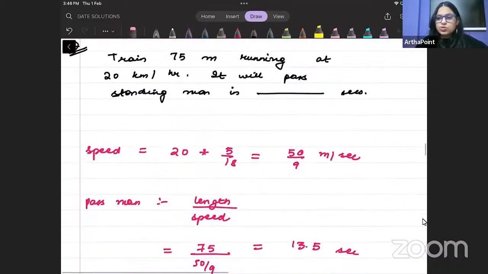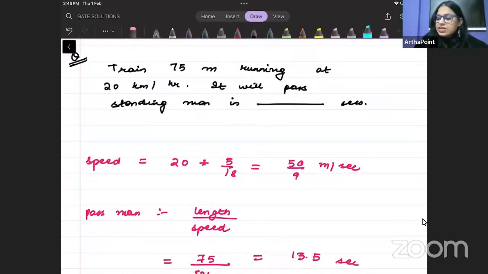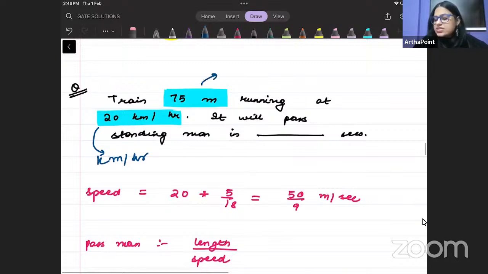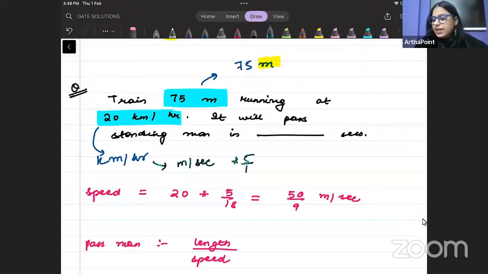Come to the next question. This says a train is 75 meter long, running at the speed of 20 kilometer per hour. So notice very carefully, beta. The speed which is given is in kilometer per hour, but the length which is given is in meter. So since the length is in meter, first of all, I have to convert the speed into meter per second. And in order to convert this into meter per second, I need to multiply this with 5 by 18.